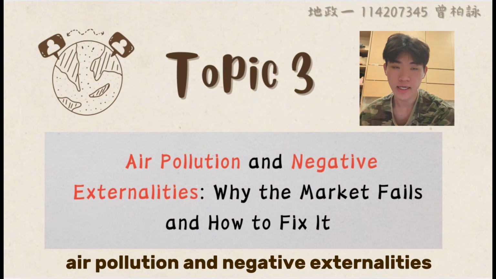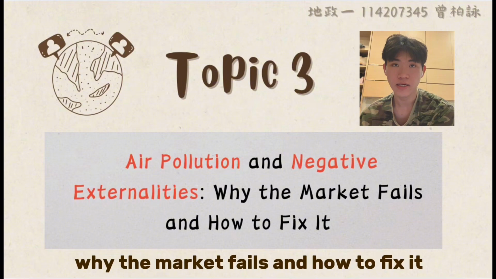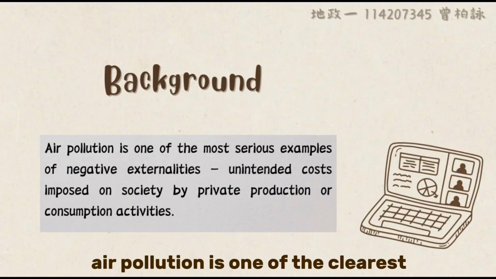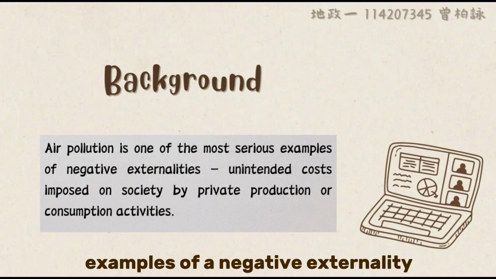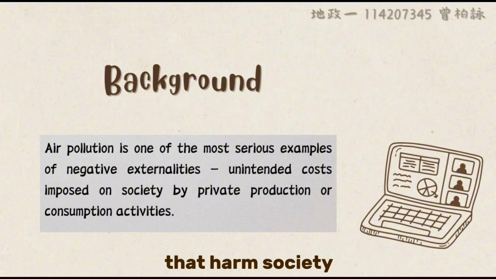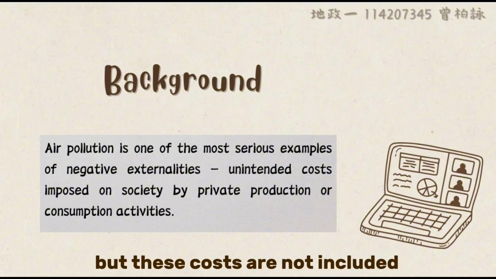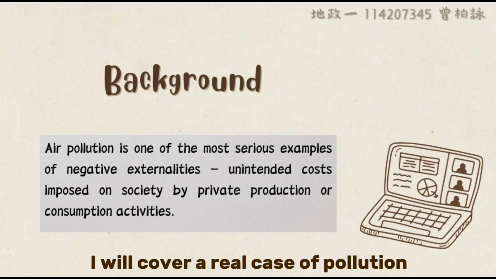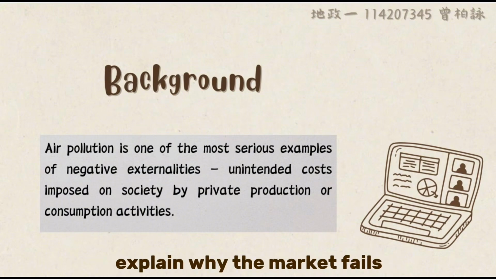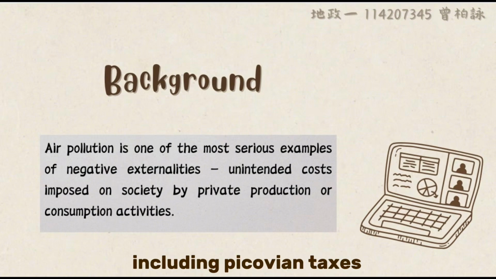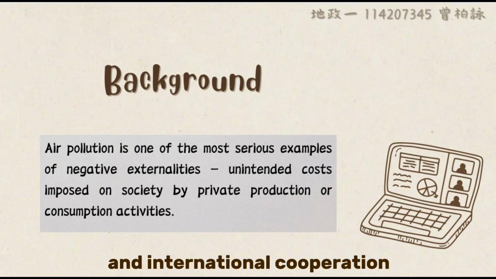Hi everyone, my name is Chen Boyong, and today I'm going to talk about the topics air pollution and negative externalities, why the market fails and how to fix it. Air pollution is one of the clearest examples of a negative externality. When firms produce goods, they often generate pollution that harms society, but these costs are not included in the market price. In today's presentation, I will cover a real case of pollution, explain why the market fails, use an economic graph to illustrate the problem, and discuss policy tools including Pigovian taxes and international cooperation.